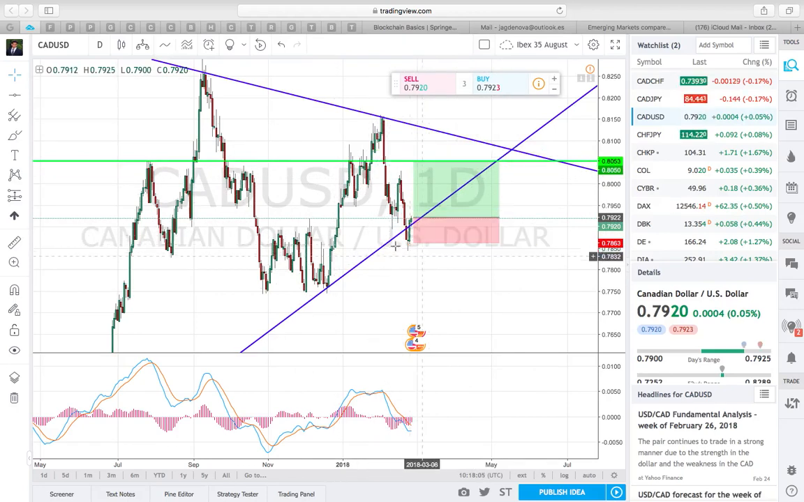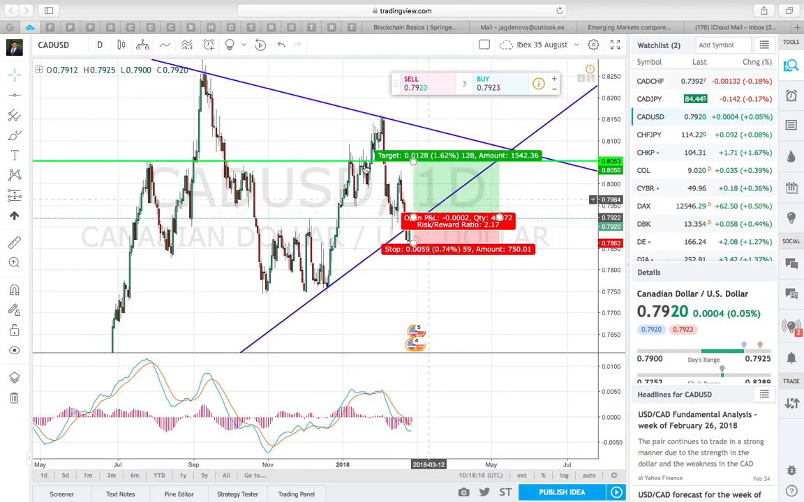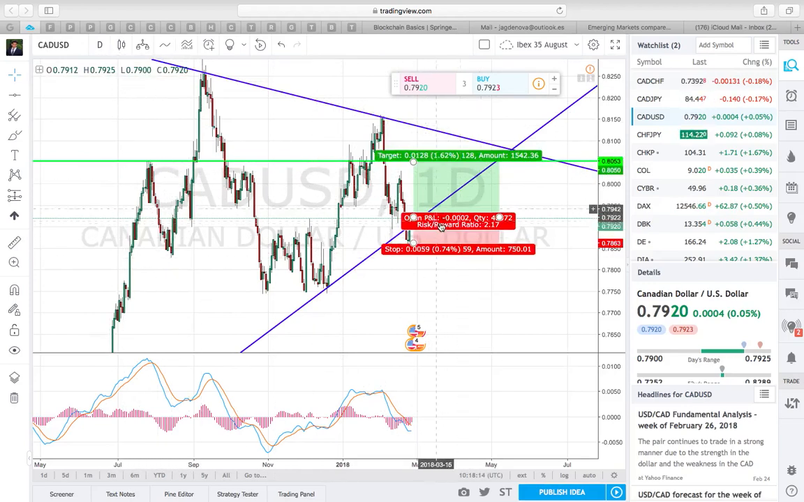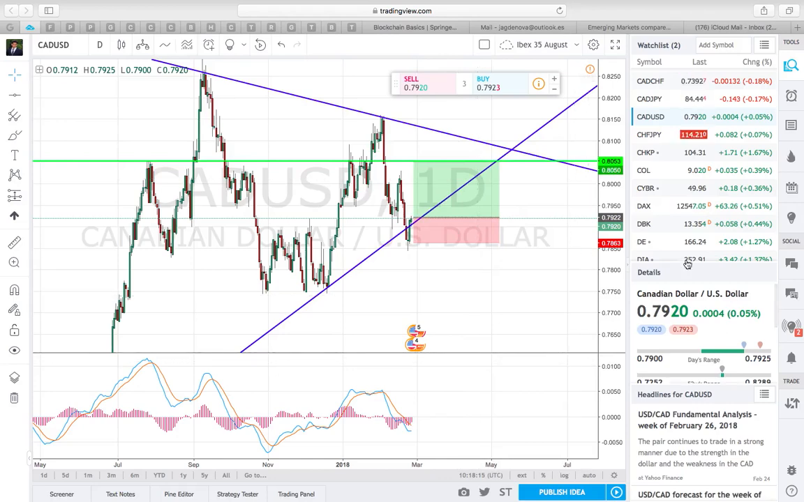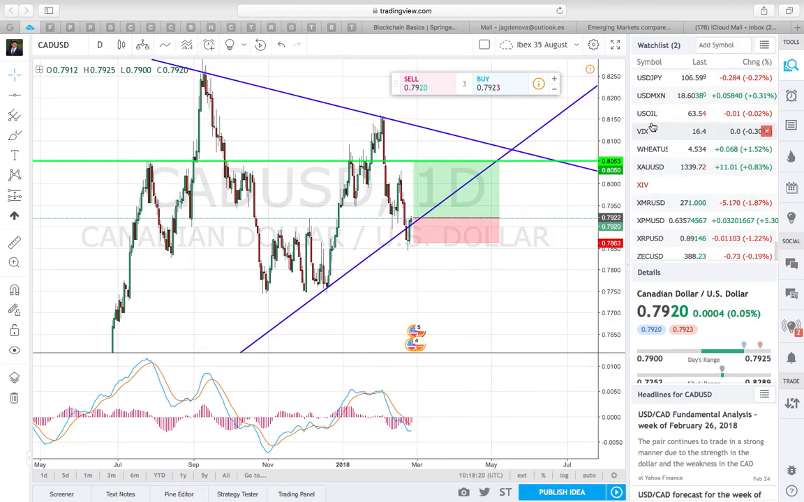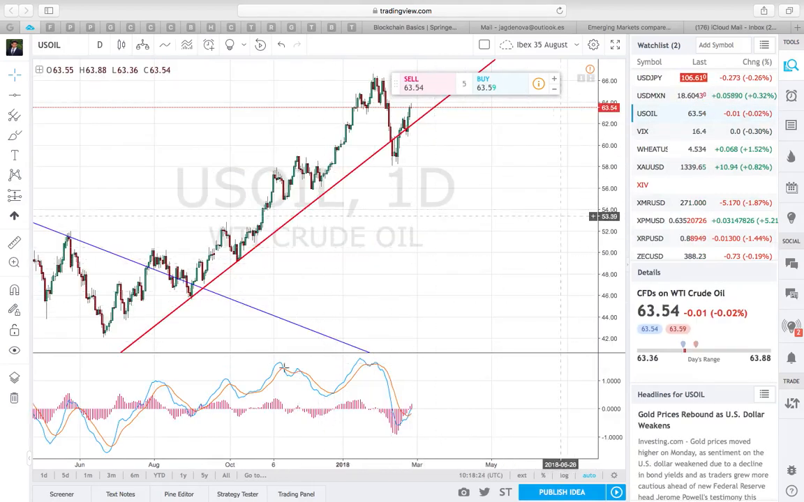On the weekly, we go back to weekly. For now, there's not really a strong position, so we'll stay with the daily chart. If we move to US oil, I analyzed it the other day.